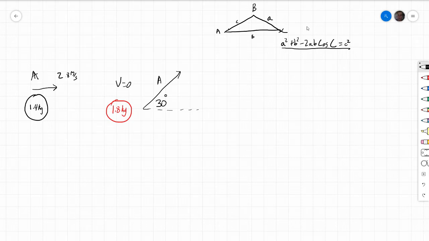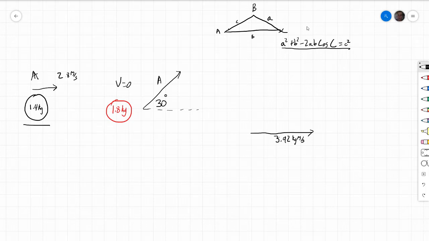Now, the reason the law of conservation of momentum and the law of cosines is handy for this is because I know the law of conservation of momentum says the total momentum before and the total momentum after is the same. And I know the total momentum before. The total momentum before is all in the x direction, and it's 2.8 times 1.4 because momentum is mass times velocity, and 2.8 times 1.4 is 3.92. So I know the total momentum before the collision is 3.92 kilogram meters per second.